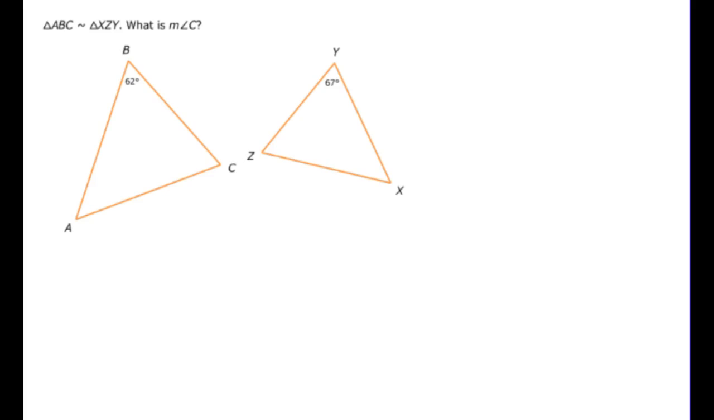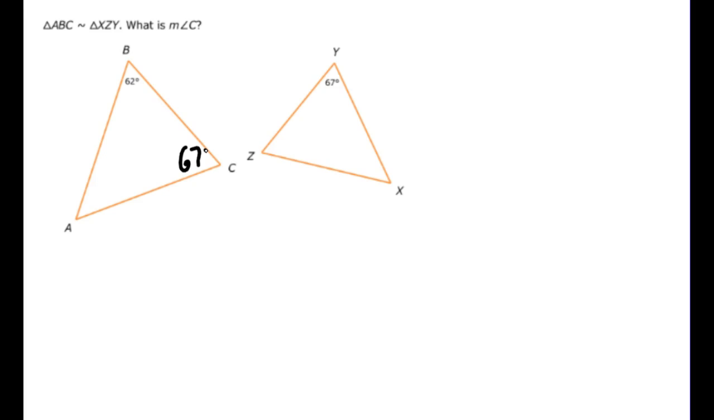In this first example, we're going to use ideas of similarity to solve for the missing angle. We're told that triangle ABC is similar to triangle XZY. Remember when we talked about similarity, the order in which the vertices are labeled matters. This means vertex X corresponds to A, Z corresponds to B, and Y corresponds to C. So using this similarity statement, we know the value of angle Y is 67, which means, since Y corresponds to C, the value of angle C is also 67 degrees.